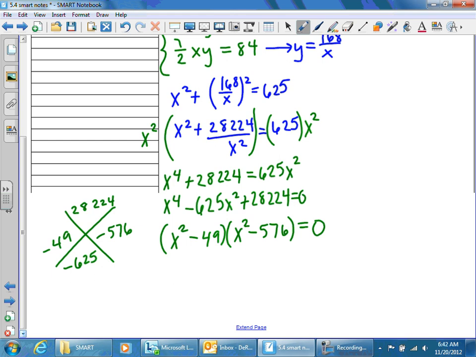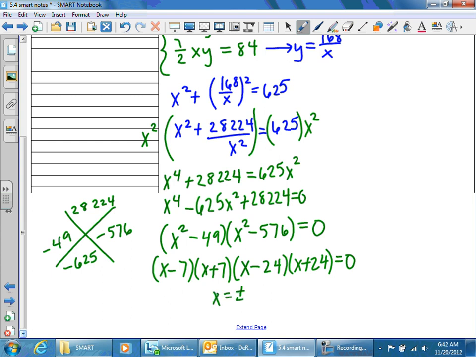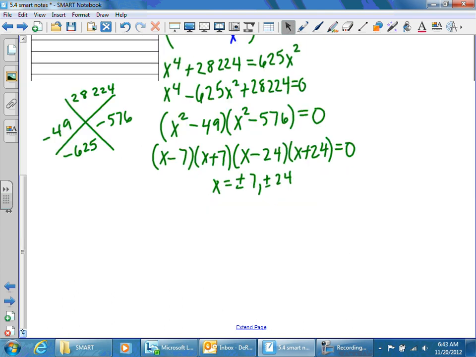Now I can factor that even more. And luckily it wasn't too bad. So here all my solutions for x would be plus or minus 7 and plus or minus 24. However, I know that I cannot have a negative length, so far my possibilities for x are 7 and 24. I can get rid of those negatives.